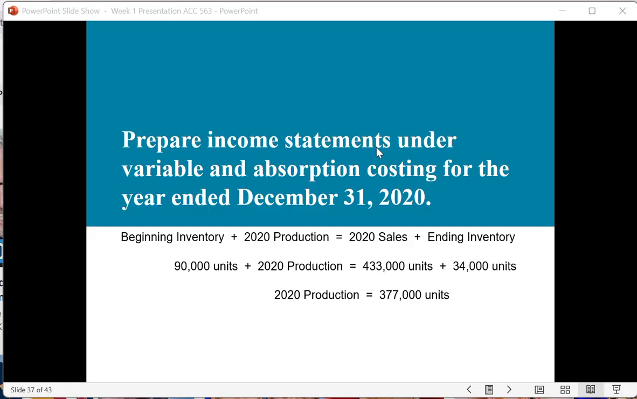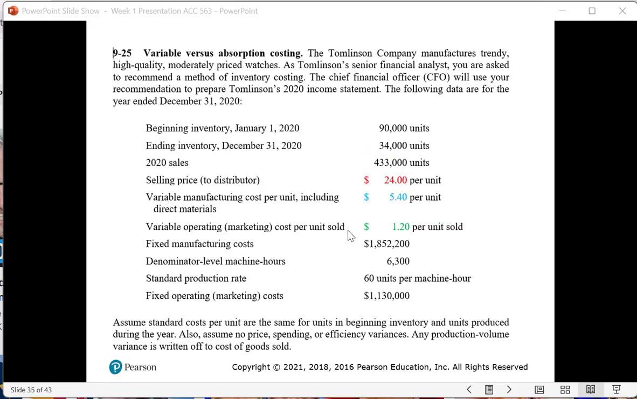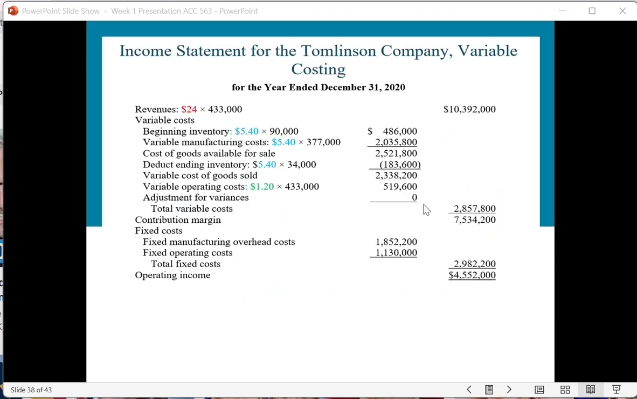Okay, the $5.40. I highlighted these in different colors for you so that you can see. There's the variable. All right, the green is variable marketing, selling price. Okay, so 5.4 is the variable per unit. So variable manufacturing costs is 377,000, what we produced. We started with 90. We had 377.